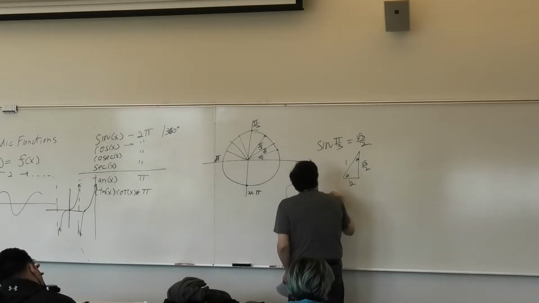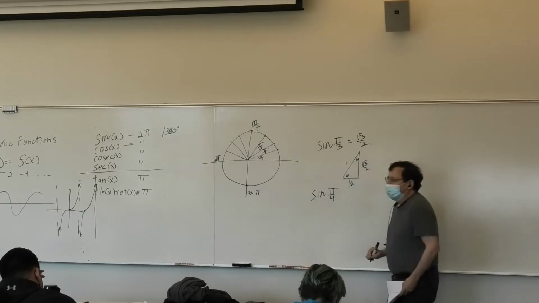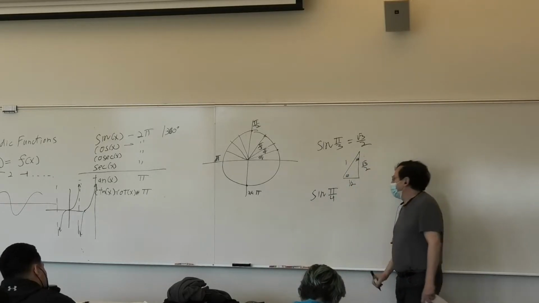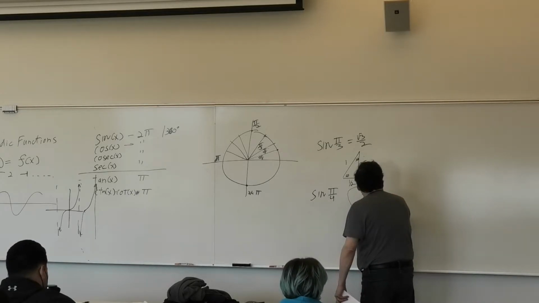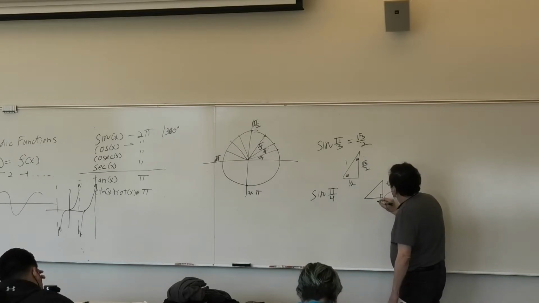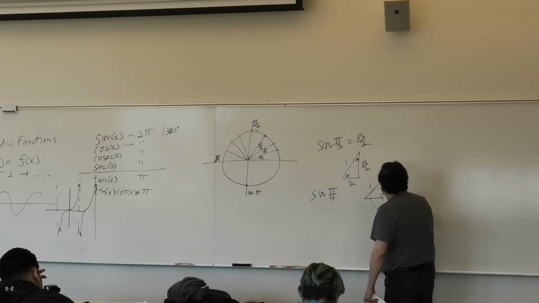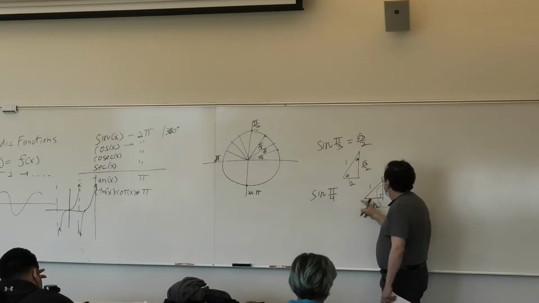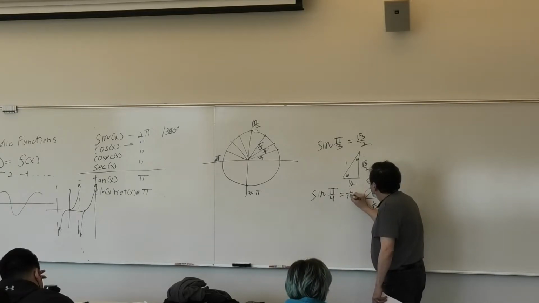Sine of pi over 4, well, that's 45 degrees. I should have mentioned that triangle. Everyone should be familiar with this, an isosceles right triangle. If the hypotenuse is 1, then both sides are 1 over the square root of 2. So the sine of pi over 4 is the opposite over 1. It's 1 over the square root of 2.